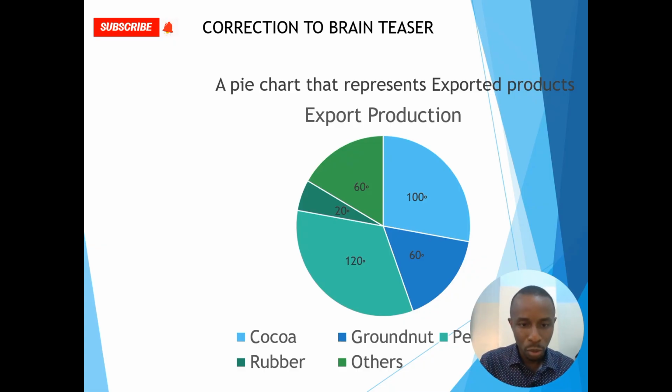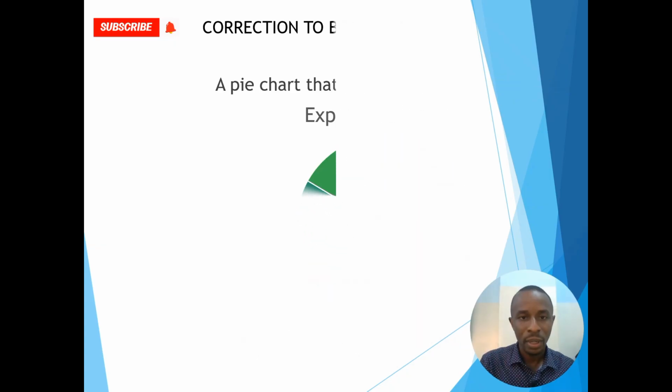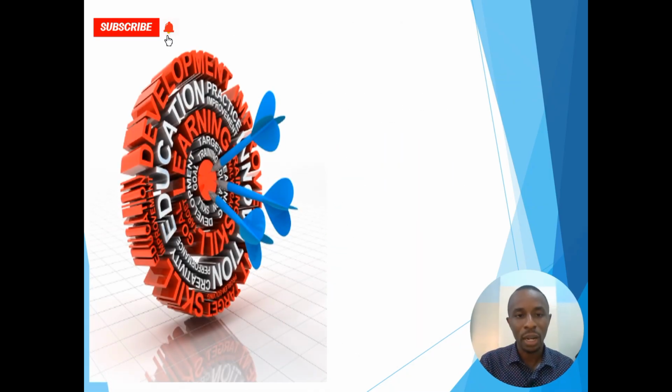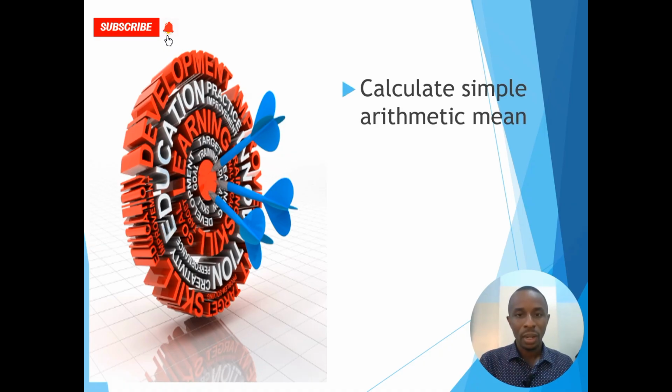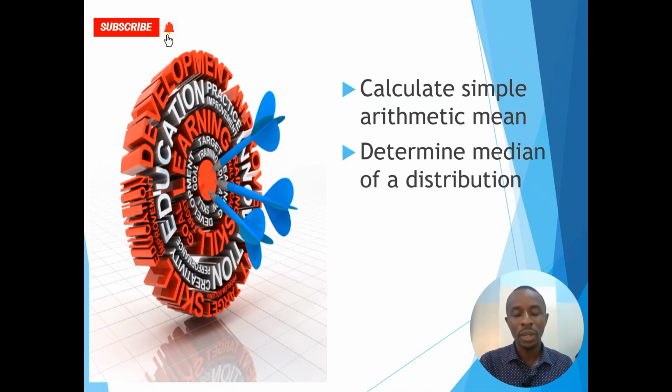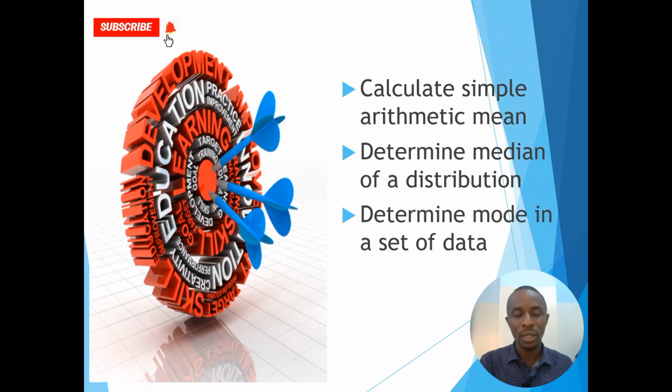Now that will take us to another important tool of economic analysis today. Having examined pie charts, bar charts, tables, and graphs, we'll now be looking at measures of central tendency and their objectives. By the end of this lesson, you should be able to calculate the simple arithmetic mean, determine the median of the distribution, and determine the mode. So the three measures of central tendency will be our focus for today.